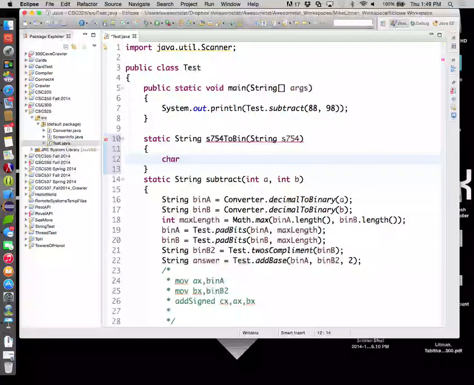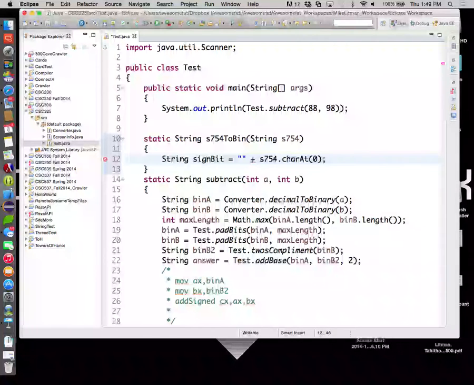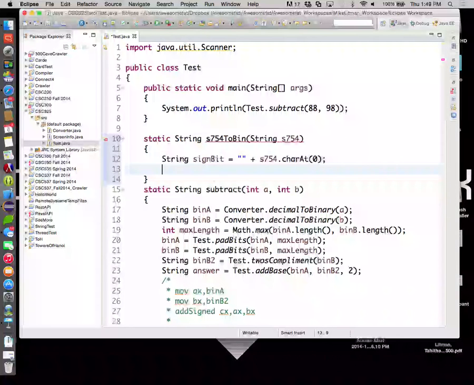Let's just store them as strings. Sign bit is the empty string concatenated with S754.charAt(0), right? All right, now we need to get our E. String E is equal to what? It's the next 8 bits.